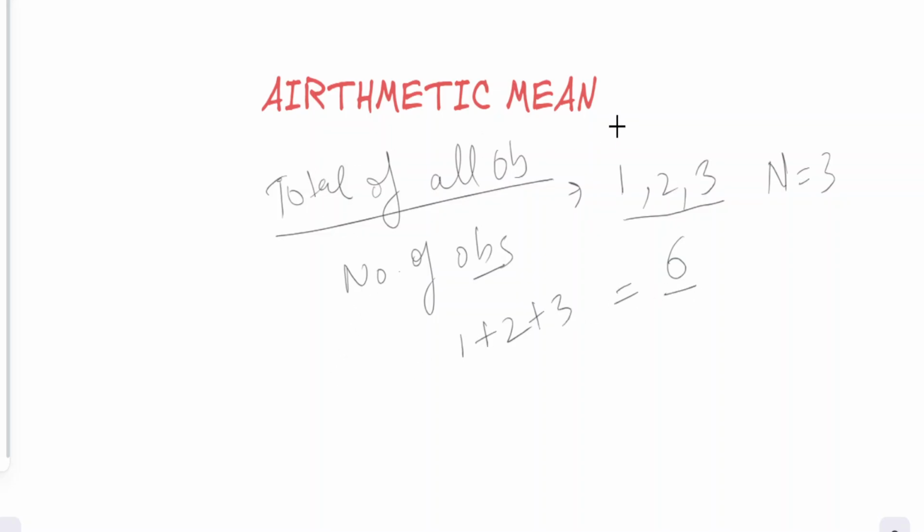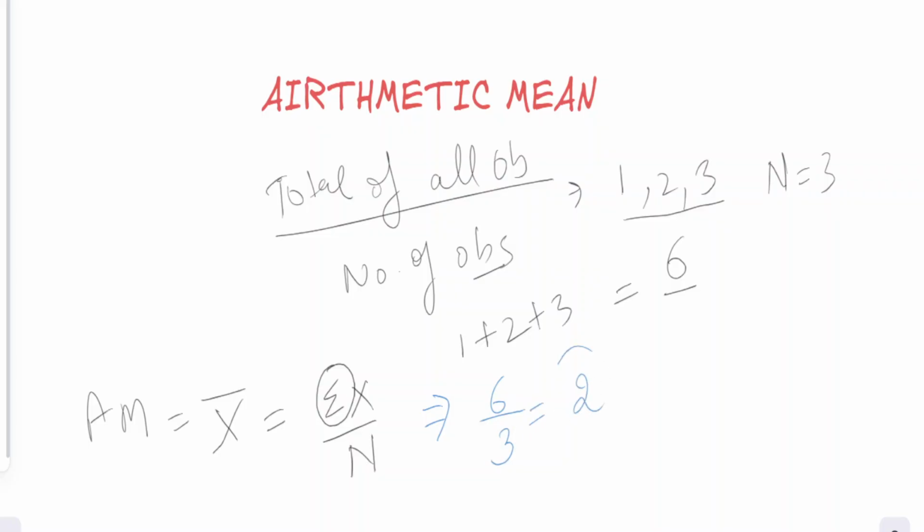So if you have to find out the arithmetic mean, when we denote it with a symbol, it is written as x bar. The value for this is sum of x divided by n. This term is known as the summation sign. Summation basically means sum of the values. So the sum of the values is 6 and the number of values is 3. So the average for this is 2.